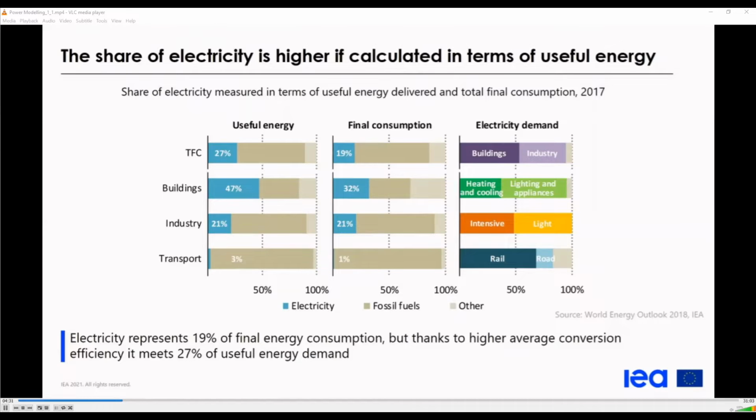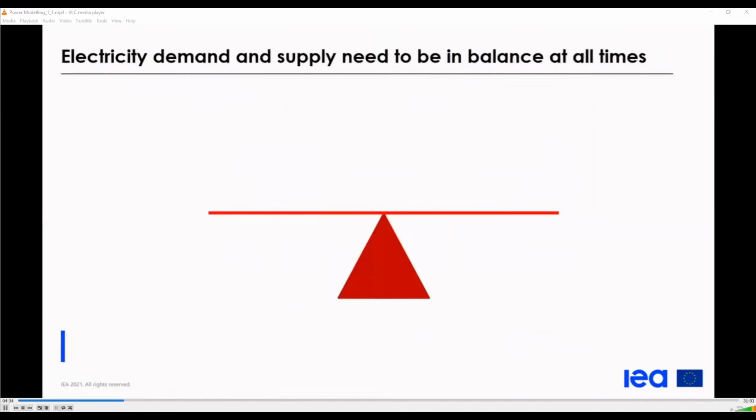Going forward, one very important characteristic to keep in mind when we are talking about electricity is that it cannot be stored in large quantities or for very long periods of time. We have some exception, thinking about large hydro storage facilities, for example. But the point is that it's very different from other energy commodities such as oil, such as gas, such as coal. The consequence of that is that we need to balance the system all the time.